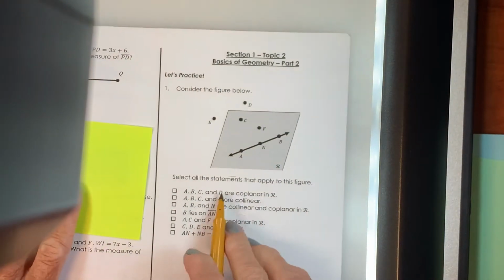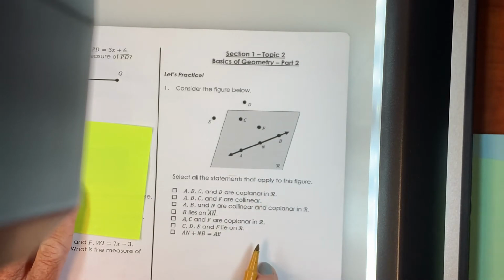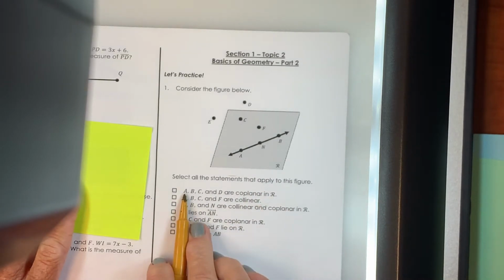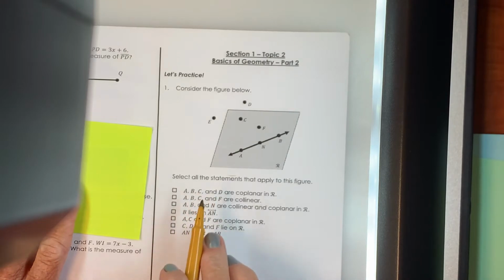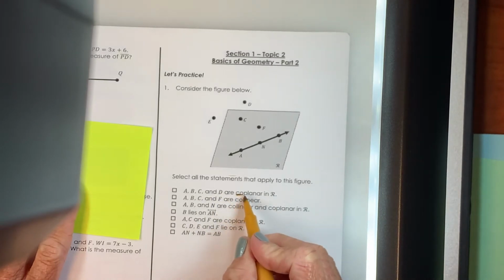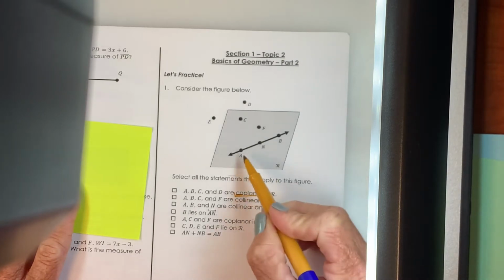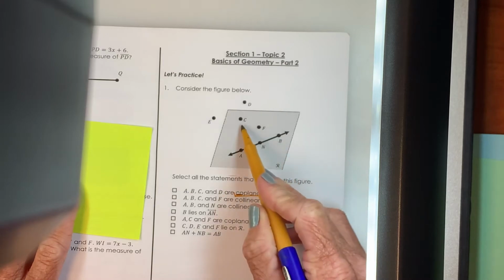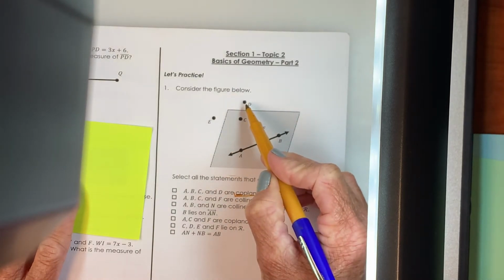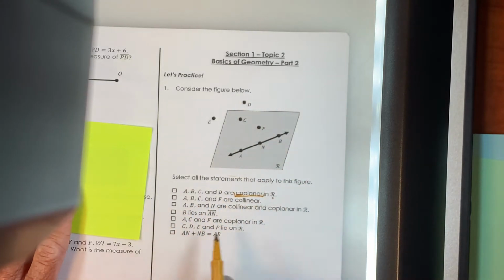All right, so we're going to select all the statements that apply to this particular figure and review some vocabulary in the process. Remember, capital printed letters, we read these as point A, point B, point C, and point D. Are they coplanar? Co means together. So are all of them together in the same plane? Are they all contained in plane R? Well, I've got A, I've got B, I've got C, but notice D is actually up above the plane. So that is not true. We won't select that one.